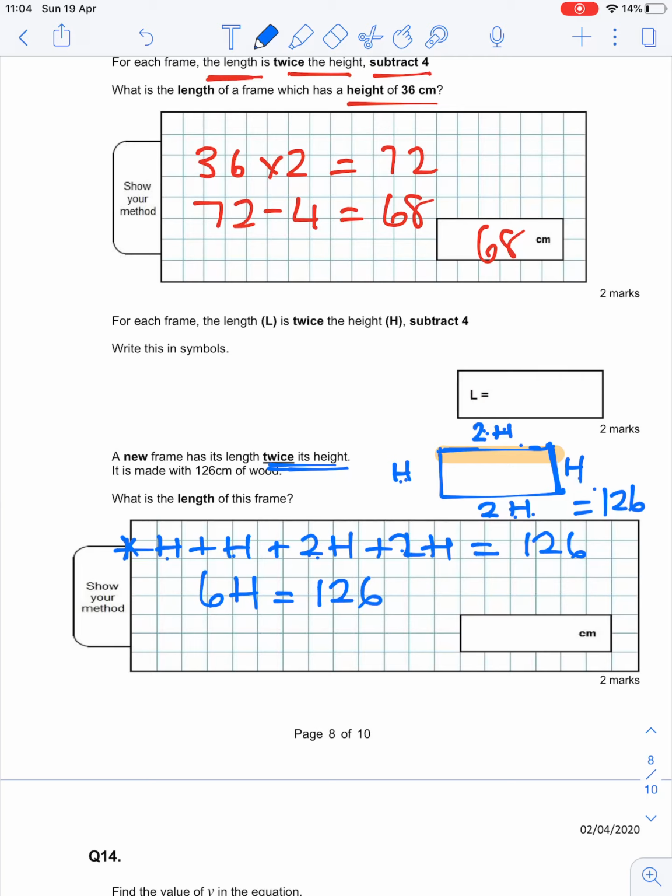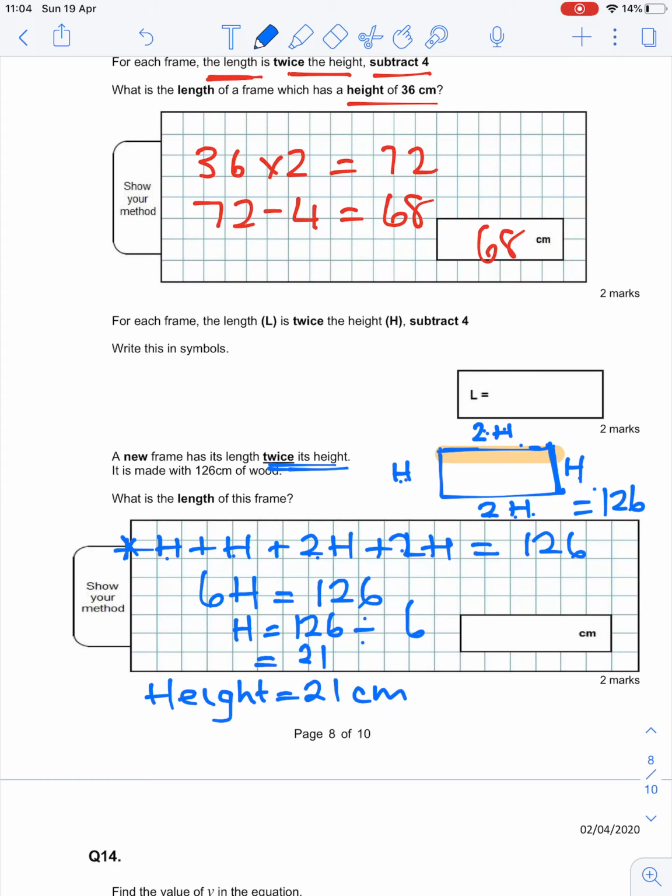Then you need to divide that. So to get what 1H is, you do H equals 126 divided by 6, which will give you 21. So you know that means that the height is 21 centimetres.